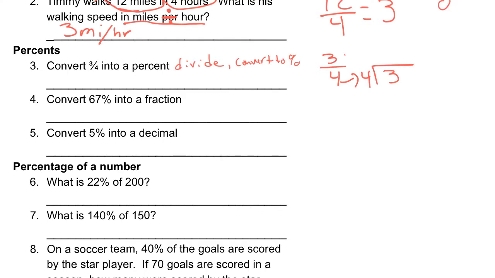So 4 goes into 3 how many times? I'm going to write my decimal before I forget. 4 goes into 3 0 times. All right. Now I can bring a 0 down to make it a little easier.